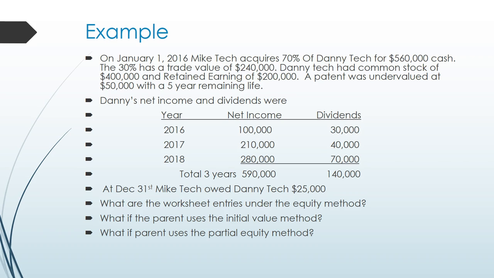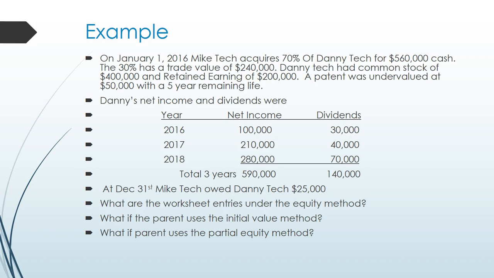We're going to start, and here is our example. We're going to use the same example for all three methods. On January 1st of 2016, Mike Tech acquires 70% of Danny Tech for $560,000 cash. The 30% had a trade value of $240,000, and Danny Tech had common stock of $400,000 and retained earnings of $200,000. A patent was undervalued at $50,000 with a 5-year remaining life.